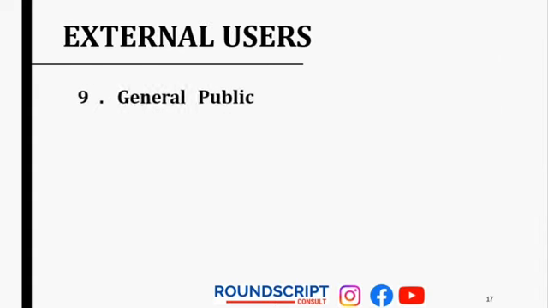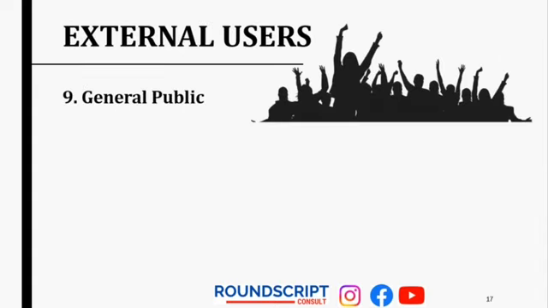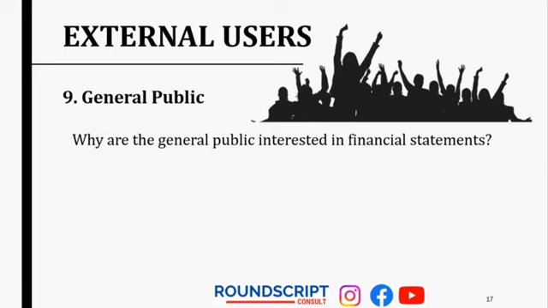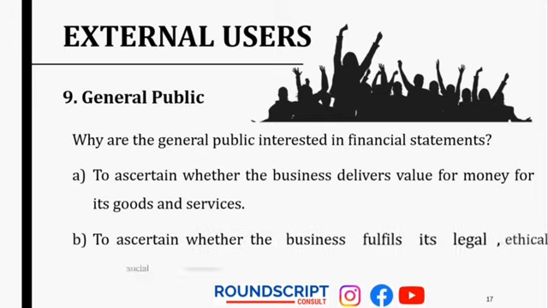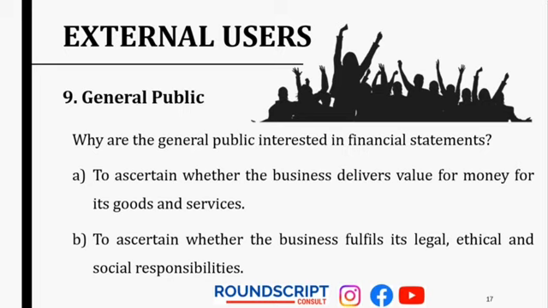Then we have the general public. Yes, the general public might also require the accounting information of a business or the financial statements of a business to ascertain whether the business is delivering value for money. And also, they might require the accounting information of a business to be able to ascertain whether that business is fulfilling its legal, ethical, and social responsibilities within the community or society in which it is conducting its operations.